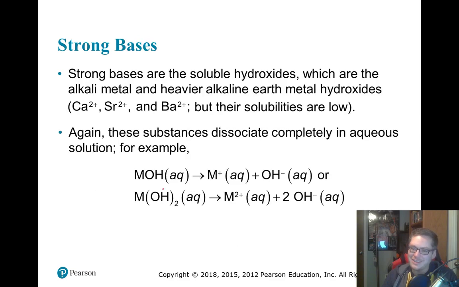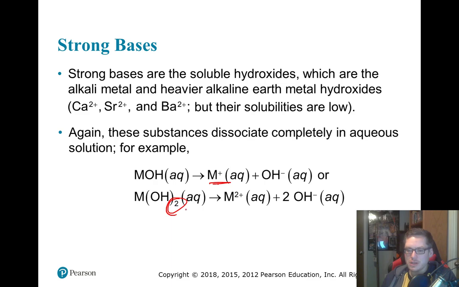Now your strong bases are the soluble hydroxides, which are alkali metal hydroxides and the heavier alkaline earth metal hydroxides. The heavier alkaline earth metals are calcium, strontium, and barium. Remember, their solubilities are low, but they're still strong bases. These will also dissociate completely in aqueous solution because they are soluble. So they'll form the cation of whatever alkali metal or alkaline earth metal is attached, and then they'll form the hydroxides.